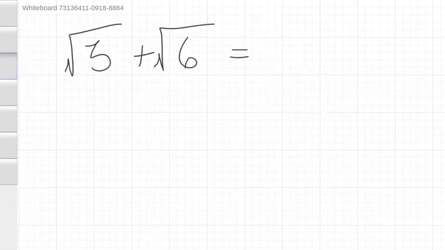What about the square root of 3 plus the square root of 6? What would that equal? Well, the square root of 3 can't be simplified, and neither can the square root of 6. So our answer would just be the square root of 3 plus the square root of 6.